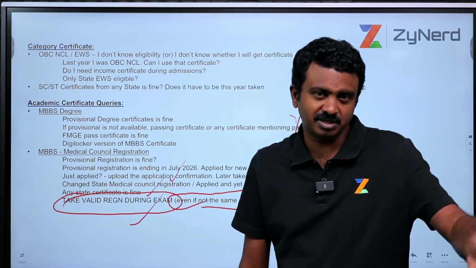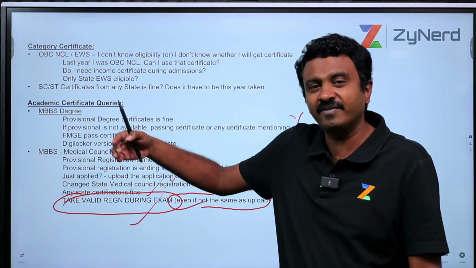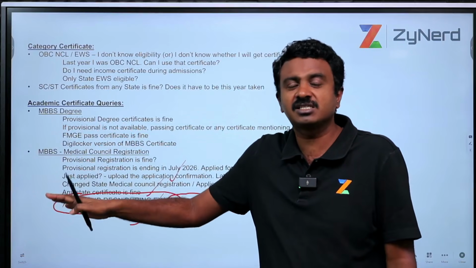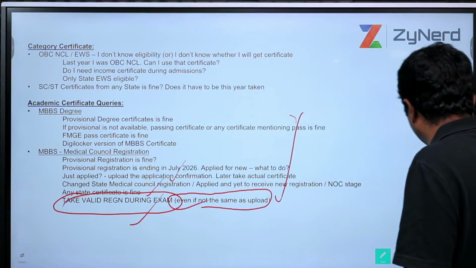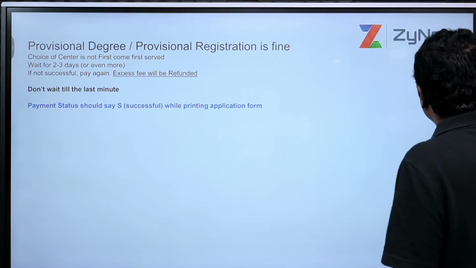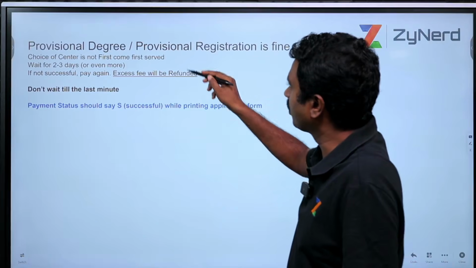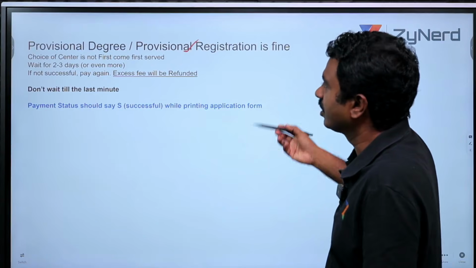You are writing the examination in Kerala, you have a registration of Delhi registration. With Delhi registration you will be able to write the examination in Kerala. Provisional degree or provisional registration is fine. Okay, fine. This is quick.